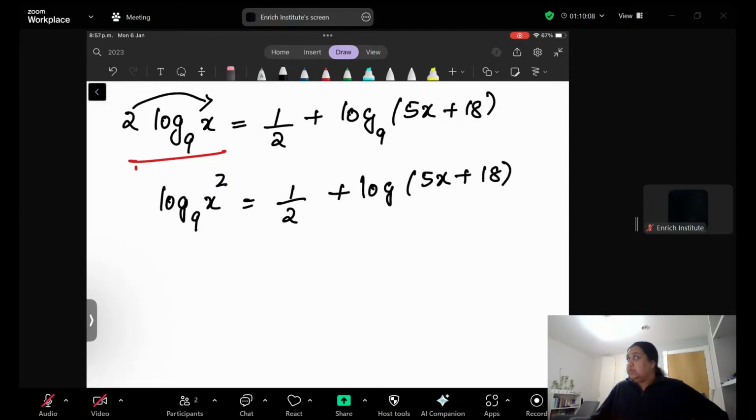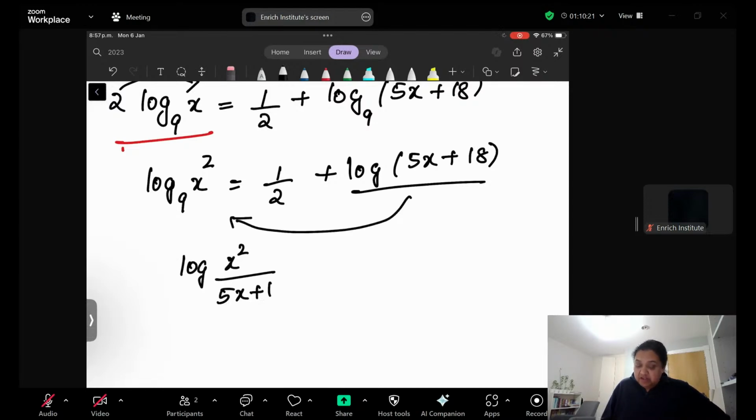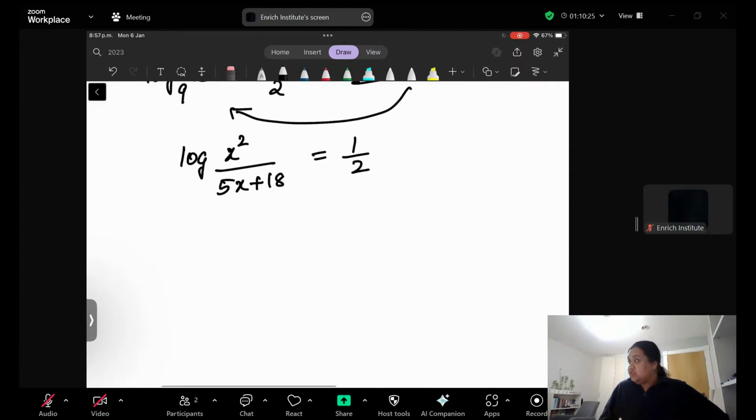Now what I'll do, I'll just bring this logarithm to the left hand side. So that will be log x square divided by 5x plus 18, which is equal to 1 over 2. And then how will I solve it? Okay, here it is 9. Now I can write this as 9 to the power of 1 over 2 will be equal to x square by 5x plus 18 by the formula of logarithm.